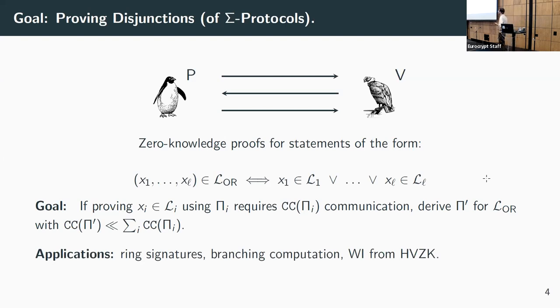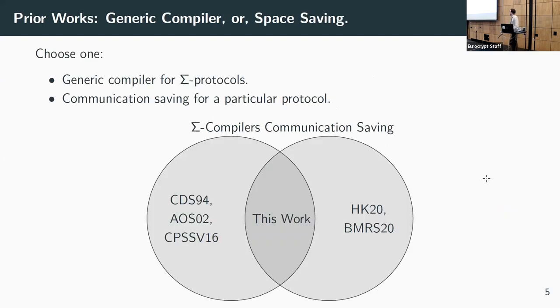What are some applications of this? Applications include ring signatures, branching communication, and witness indistinguishability from honest verifier zero knowledge. Okay, so in prior work, there's been a bunch of work on doing disjunctions of Sigma protocols or space-saving disjunctions of other protocols. But generally, they fall into two categories. Either you have some generic compiler for Sigma protocols, and then the communication is just a concatenation of all the transcripts. Or you can get some communication saving, but for a particularly constructed protocol. So you deliberately design a protocol to get this space saving. And this work falls somewhere in between the two.